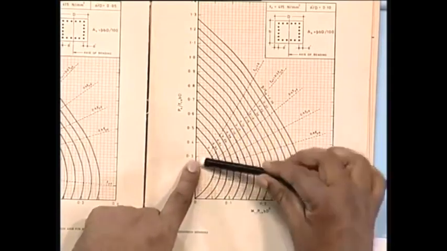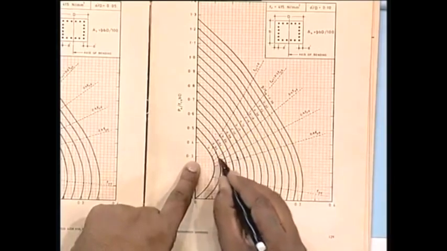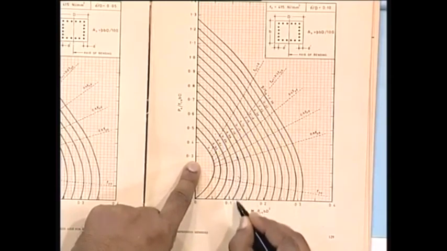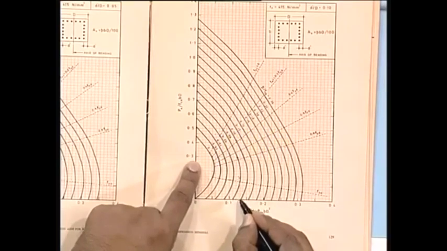Pu by fck is 0.3, so I am going along this, and then wherever it is cutting the curve of p by fck 0.08, I am coming down. Then I can get where it is cutting here, 0.12. So this is the value.